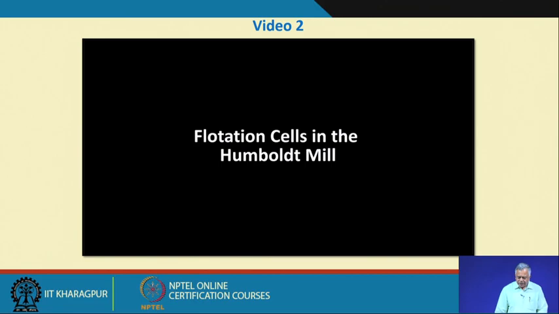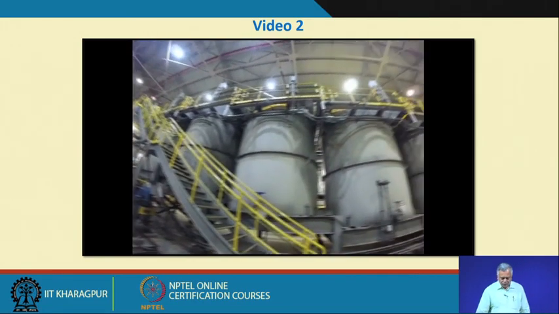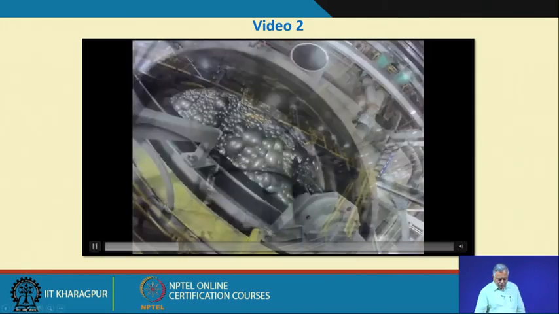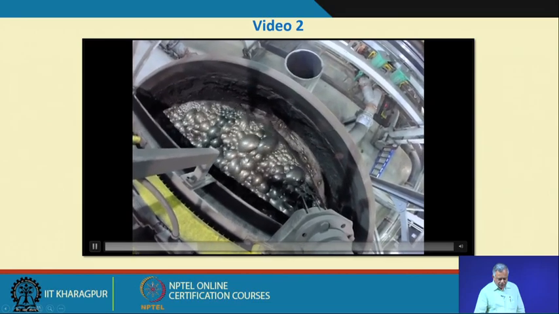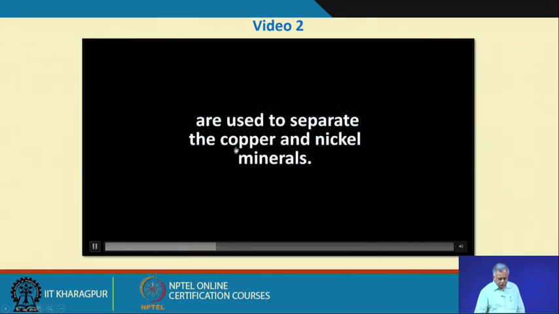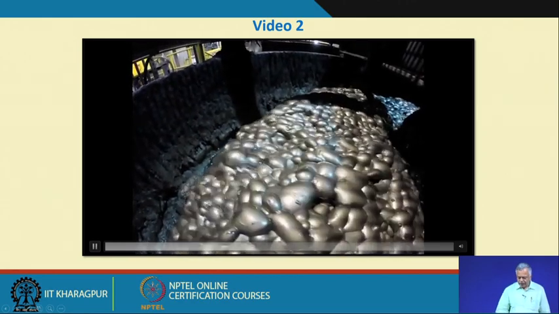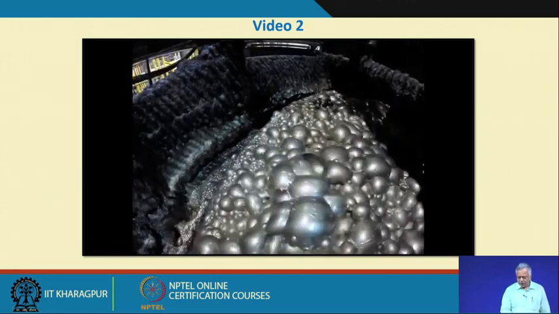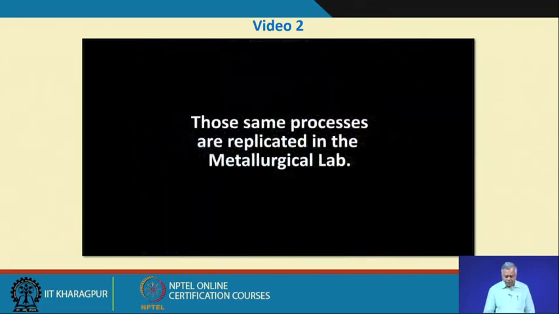You see here, these are flotation cells in the Humboldt mill. These are your flotation cells, and you see how they are used to separate the copper and nickel minerals, and you see that they are much more automatic, and you are collecting the froths.